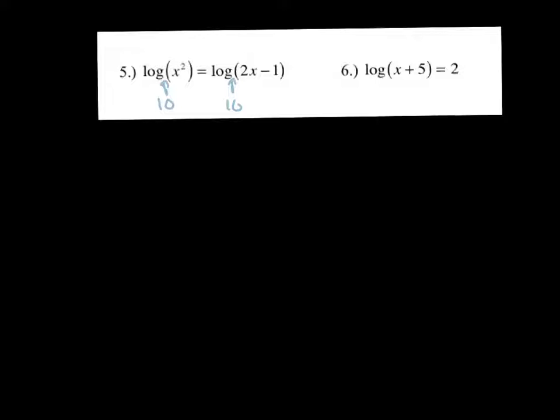Now in this case, it doesn't really matter what the base is because they are the same, so we know that we can cancel them right away. So this becomes x squared equals 2x minus 1. Now it's just a normal equation to solve. If it's a normal equation with no quadratic, you would just solve it normally. In this case, since it is a quadratic, we're going to need to get it equal to 0, put it in standard form, and see if we can factor or have to use the quadratic formula.